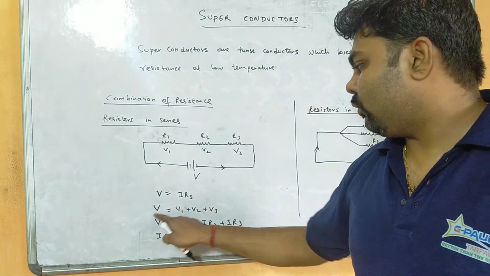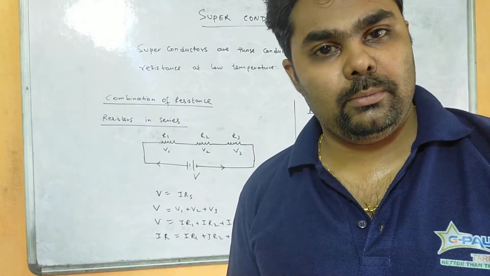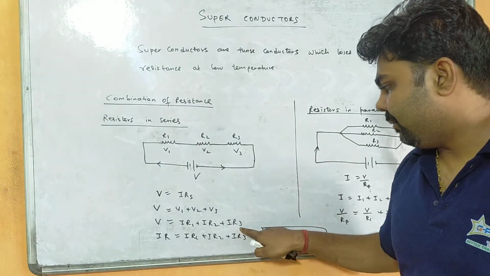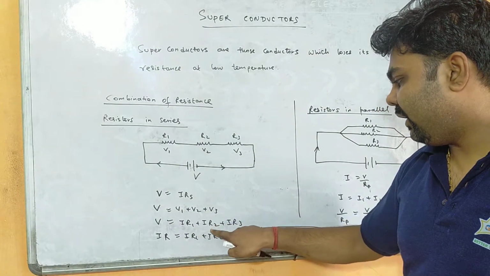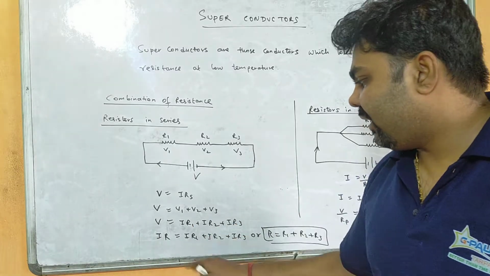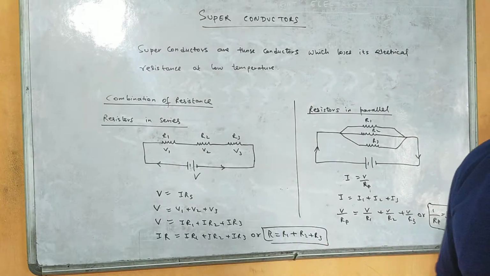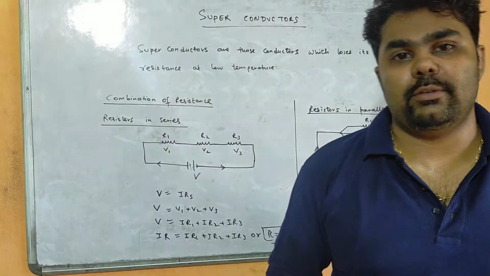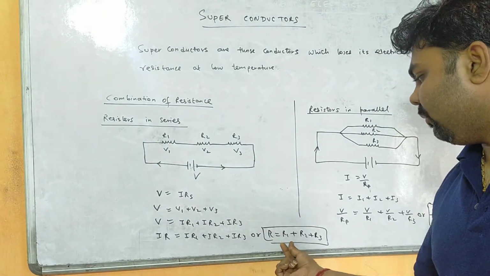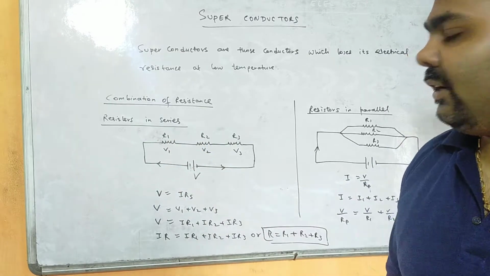That means V equals V1 plus V2 plus V3, and we know V1 equals IR1, V2 equals IR2, and V3 equals IR3. So in place of V1, V2 and V3 we put IR1, IR2 and IR3. If I take I common and V equals IR, I and I will get cancelled. So we will get R equals R1 plus R2 plus R3. So what is the expression for resistances connected in series? That is, total resistance equals the algebraic sum of R1 plus R2 plus R3. Like this we can calculate its total resistance.